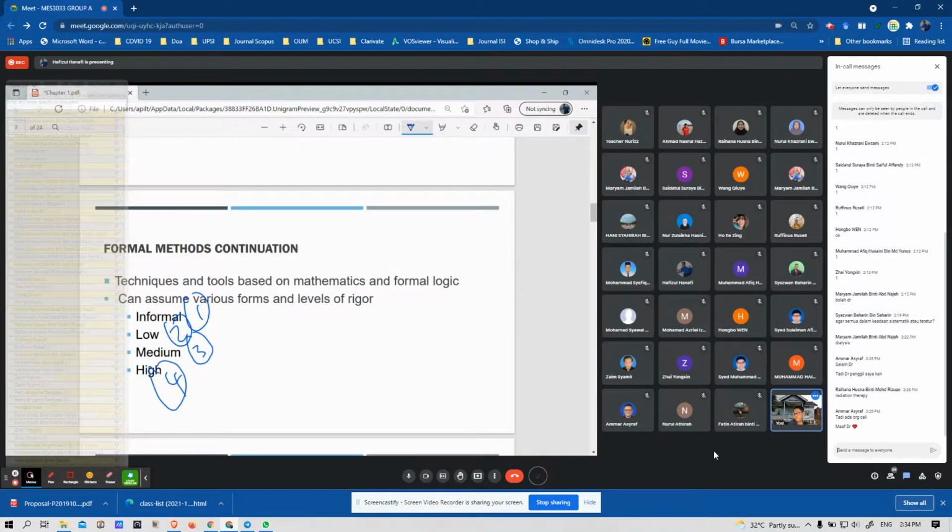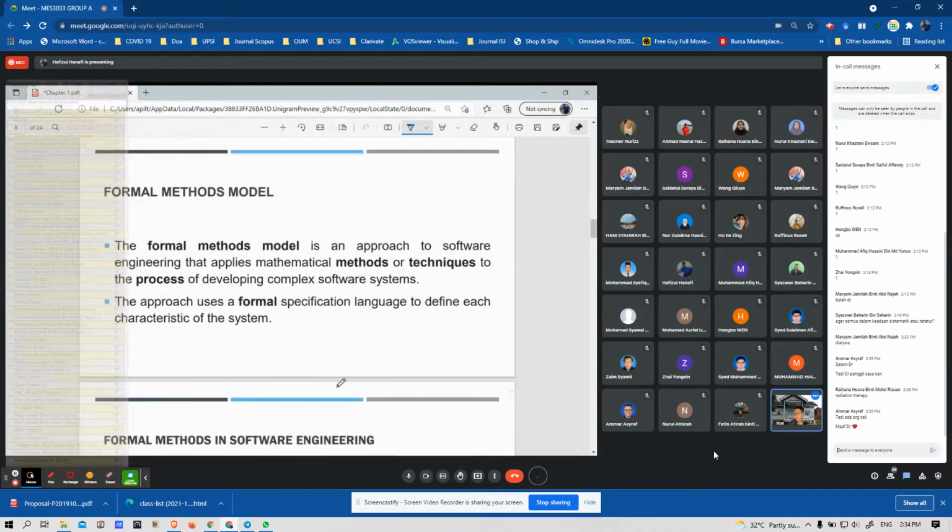Rigorous checking. Okay, and then also in formal methods, but this one we are continuation for the model. We want to model the software based on the mathematical approach that are going to develop a complex system, software system.